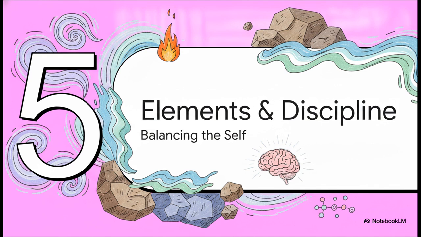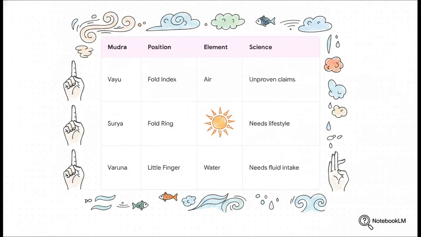Chapter 5. Elements and Discipline. Balancing the Self. Now, in Ayurveda, mudras are often linked to specific earthly elements. You have Vayu Mudra linked to air, Surya Mudra to the sun, and Varuna Mudra to water. Traditionally, these are believed to do things like balance bodily gases, boost metabolism, or aid in hydration.